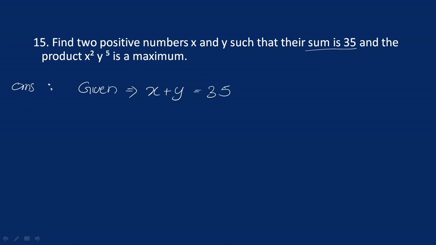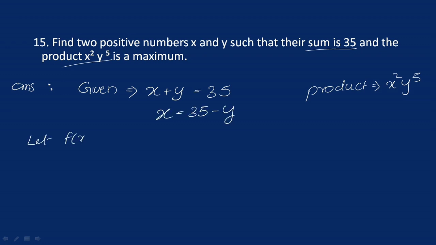That means x plus y is equal to 35. The sum is 35. Now the product can be written as x square y raised to 5. Since x plus y is equal to 35, we can write x is equal to 35 minus y. Let f of y be the function, that is, f of y is x square y raised to 5, which is the product. Substituting for x square, that is, 35 minus y whole square, into y raised to 5.